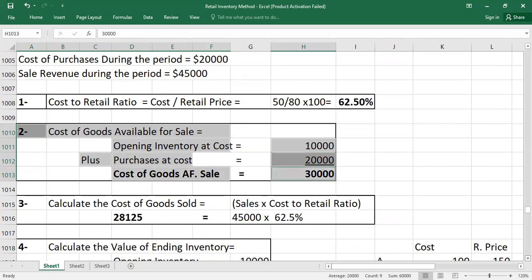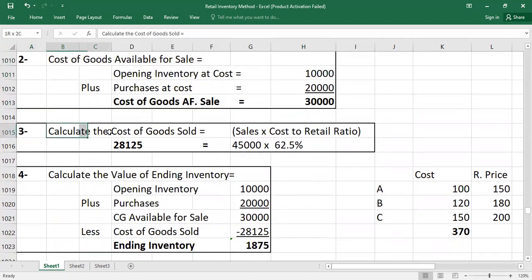Now if you want to calculate the cost of goods sold, what you need to do is write here sales multiplied by the cost to sales ratio. Okay, and the sales value is given in the question, 45,000, and the cost to sales ratio is 62.5%, which you calculated in step number one. So this is how you will get the cost of goods sold, which is $28,125.